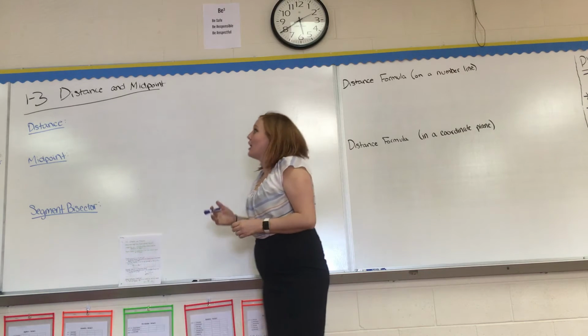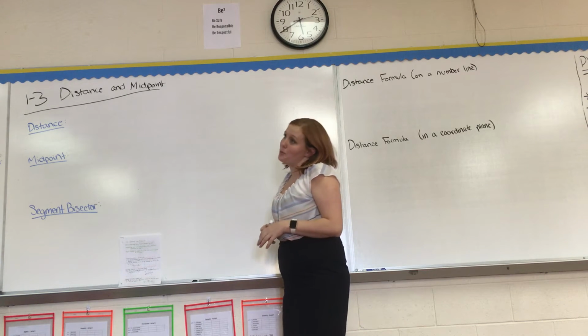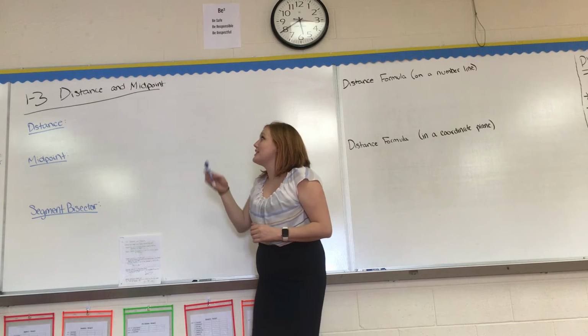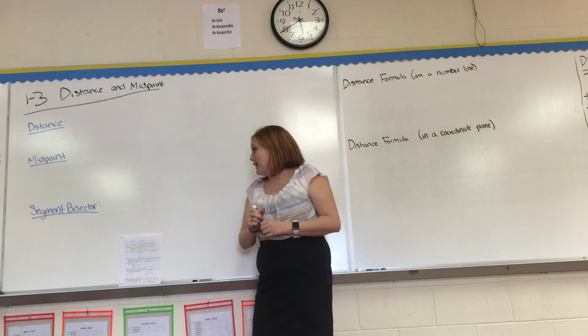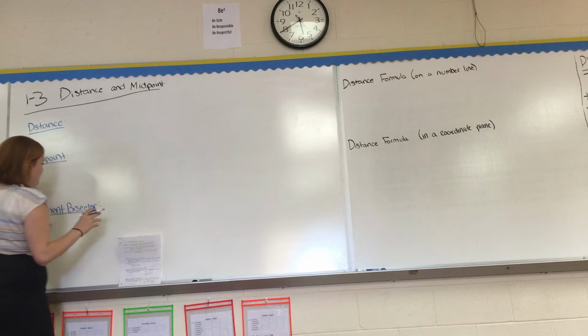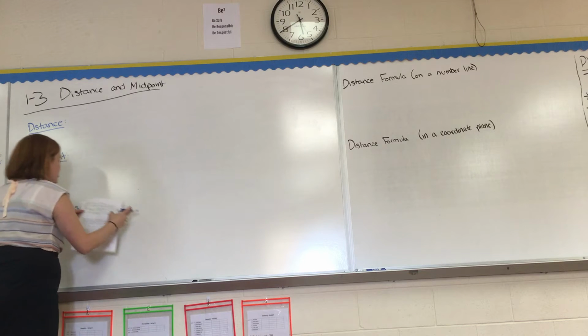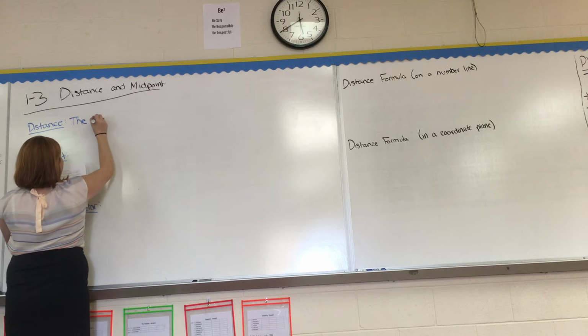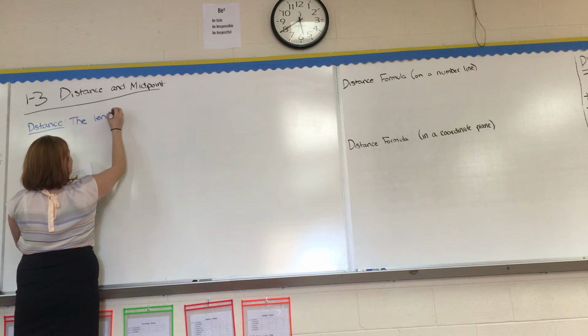to geometry. We are going through the Glencoe book and we are on chapter 1, section 3. This is the distance and midpoint formulas. So first off, we're going to start with some definitions. Our first definition is distance. Distance is the length of the segment between 2 points.